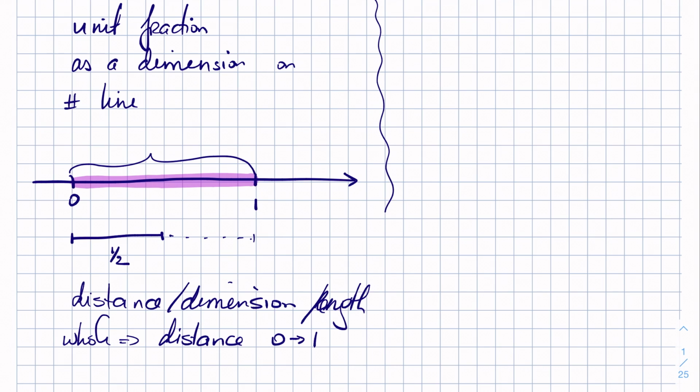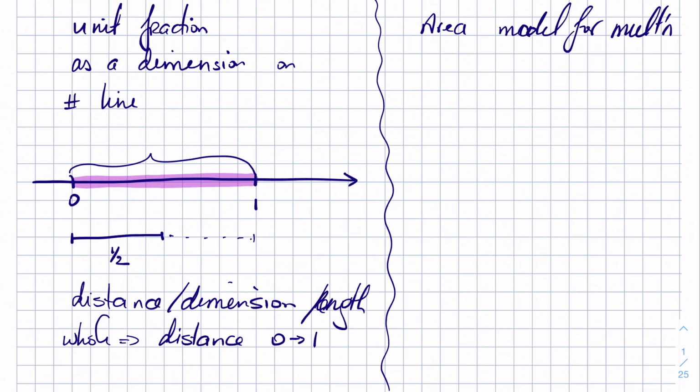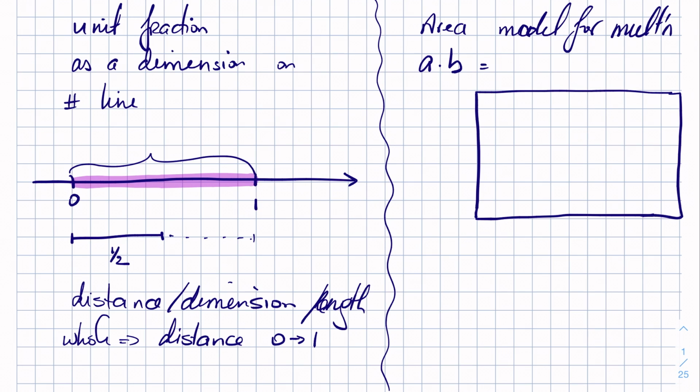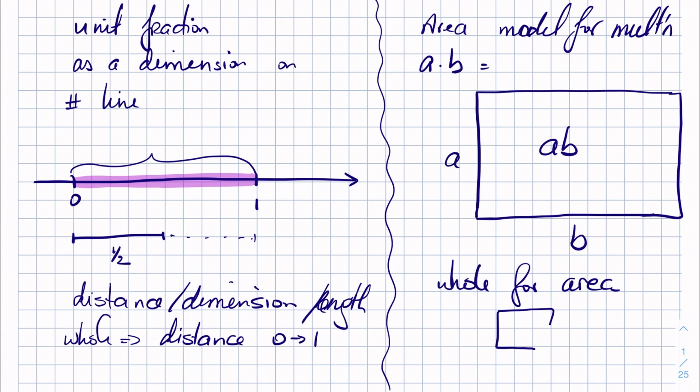Okay. The second thing we need to look at is the area. So the area model for multiplication is where we talk about A times B as the area of a rectangle of two dimensions, A and B. Generally, if we're measuring our dimensions in some sort of unit, the whole for the area is going to be some kind of a rectangle or a square, but that is 1 by 1. Okay, one length unit by one length unit.